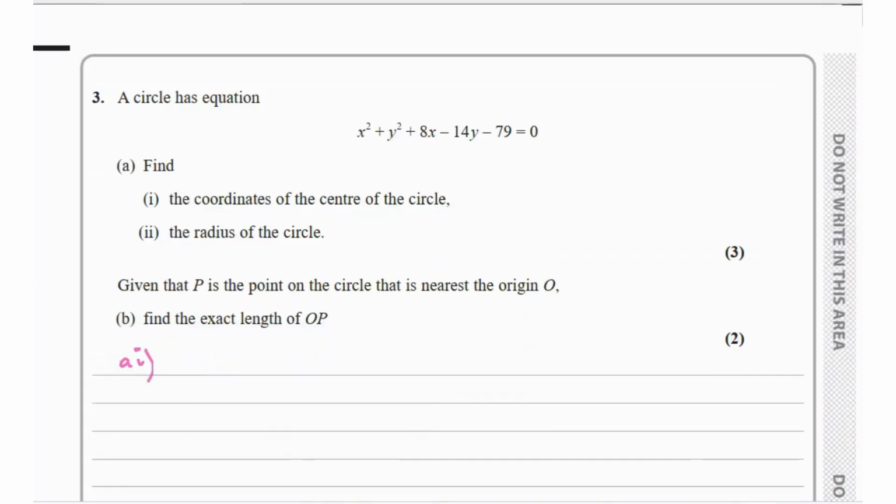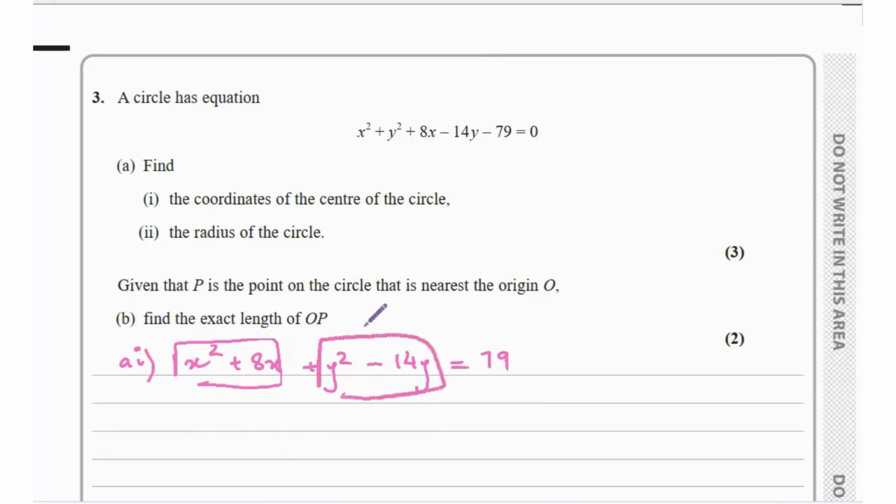So it's going to be x squared plus 8x, then plus y squared minus 14y equals 79. So we apply completing square on this and then on this, basically. So it's going to be x squared plus 8x plus 4 squared minus 4 squared. And for y, it's going to be plus 7 squared minus 7 squared. This equals 79.